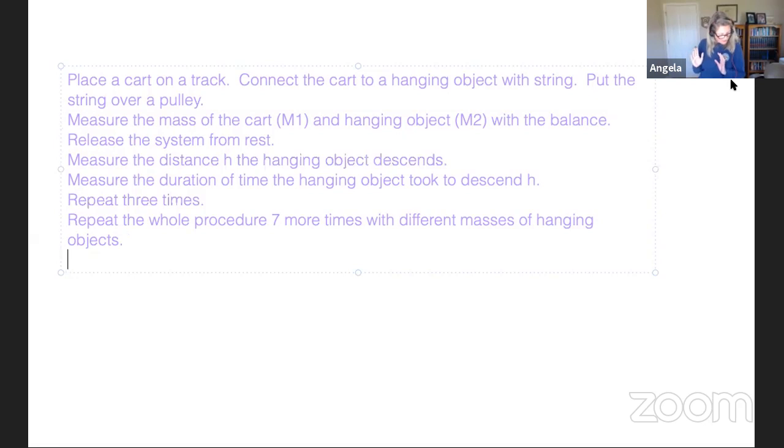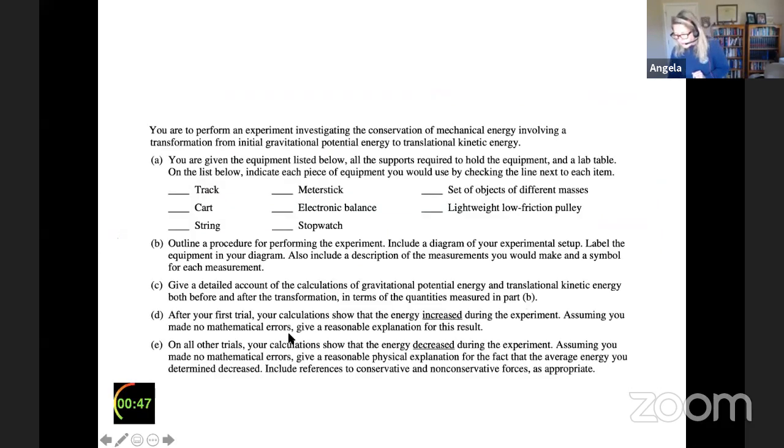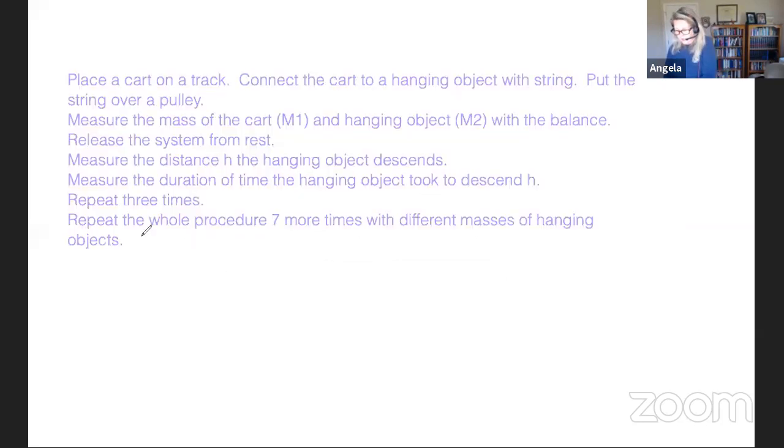I think we did it. Right? It was just the procedure. Let's go back to the question and see what's next. Okay, give a detailed account of the calculations. Okay, calculations. All right, I need a new text box.